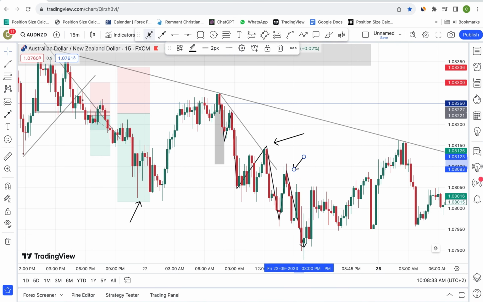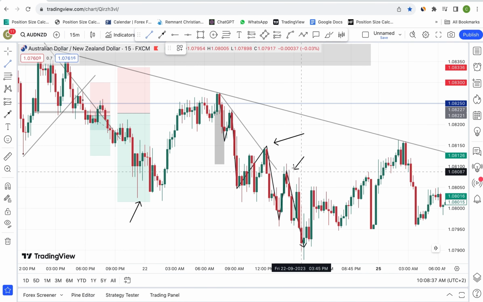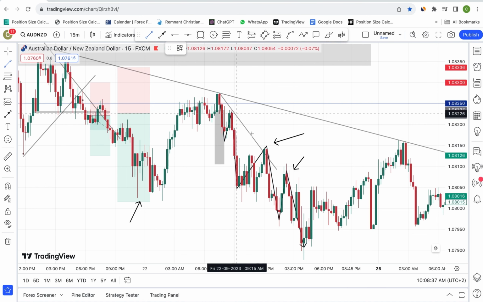What I do is that I deal with the last two touches. So if I want to enter this trade right here in this second area, I deal with the last two touches on my trend line. So I will not draw my trend line from that first one that I drew before. I will draw it from the second one.